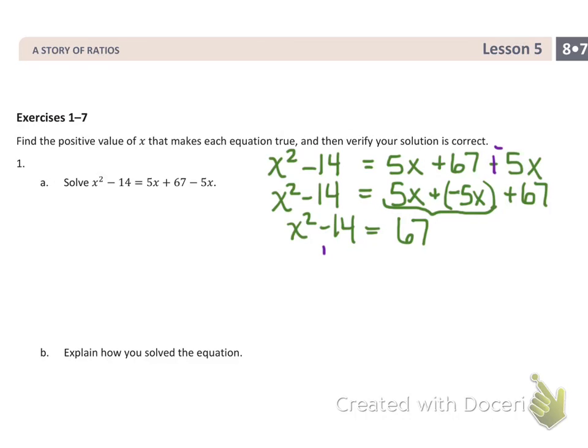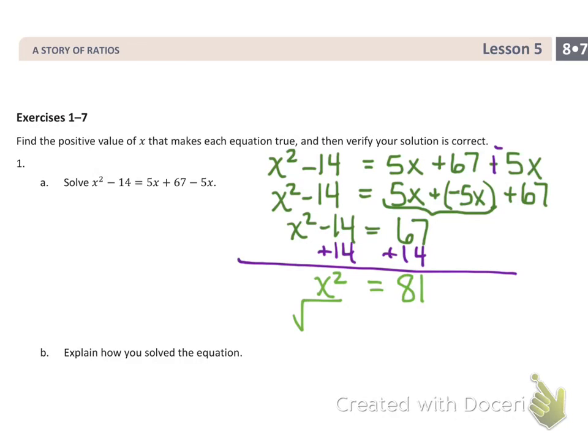So now I'm going to use properties of equality. So I'm going to add 14 to both sides. I've alternated my coloring scheme. That's okay. So x squared minus 14 plus 14 is just x squared. And that's equal to 67 plus 14, which is 81. Well, that's convenient. So I'm going to take the square root of both sides.